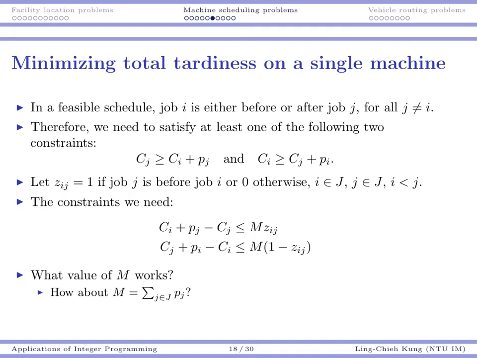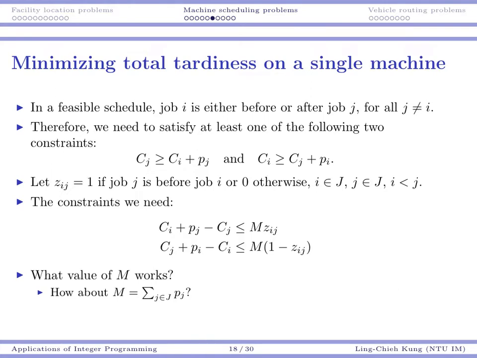So let's continue on our minimizing total tardiness problem on a single machine. In a feasible schedule, job I can be either before or after job J. So we need to allow our program to have these two possibilities. If job I is before job J, this is a condition we need to have: Cj must be greater than or equal to Ci plus Pj.